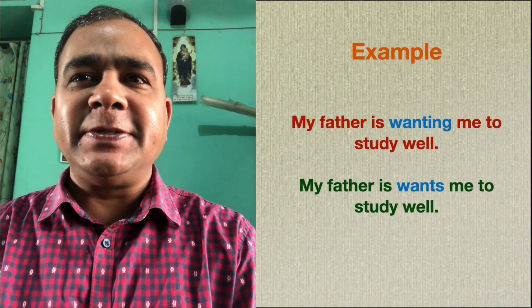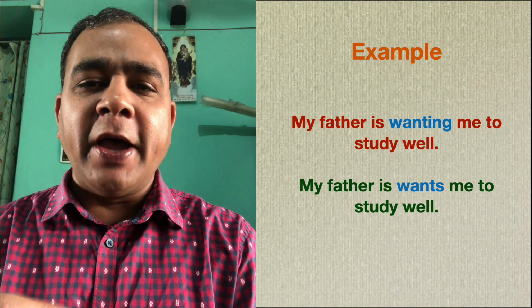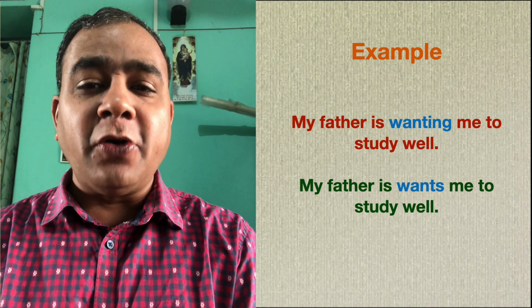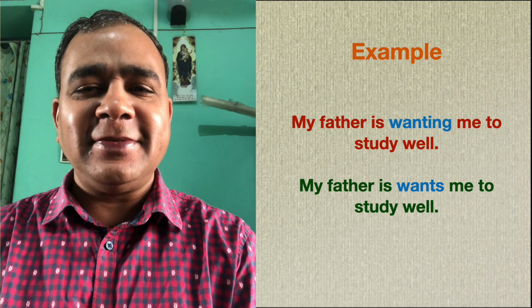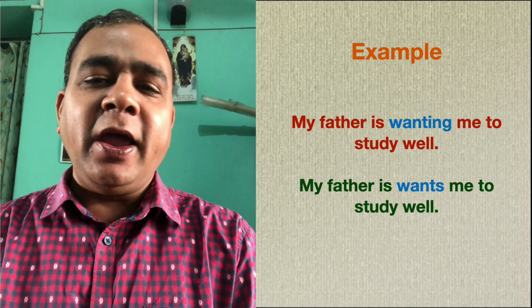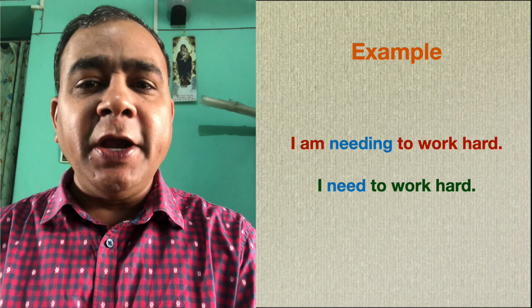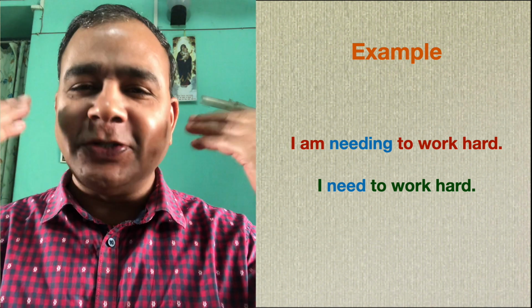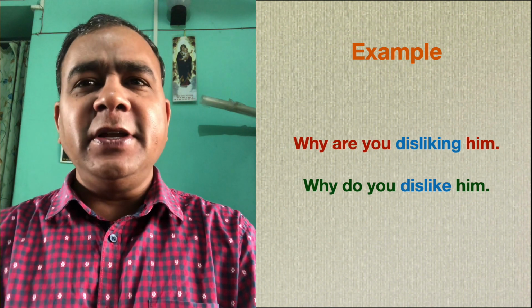Let's see some examples. My father is wanting me to study well. My father is wanting me to study well. Incorrect. Tappu. Wrong. So what is right? My father wants me to study well. Okay. You need to put it in simple present tense. It cannot come in the present continuous tense. Okay. Second example. I am needing to work hard. Obviously wrong. It also sounds very odd, isn't it? I need to work hard. That's the right thing.